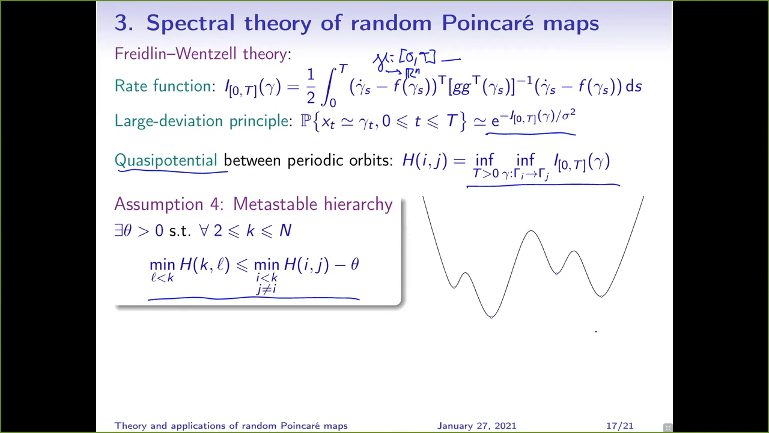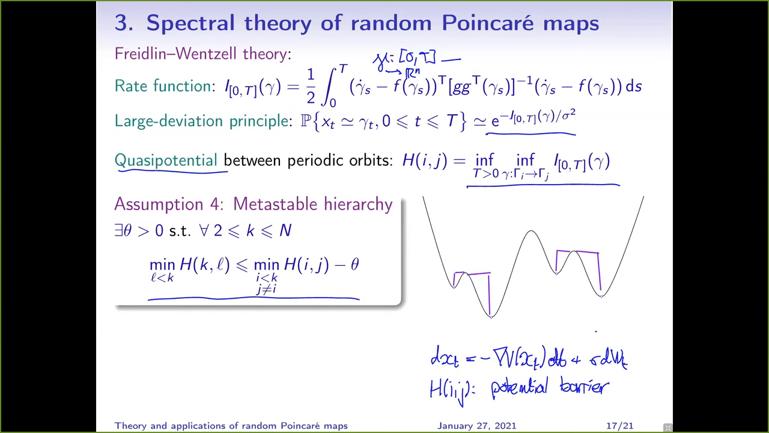I look at a gradient system. So if I look at the gradient equation, dx_t is minus nabla V of x_t dt plus sigma dW_t, then these h_ij are barrier heights. So h_ij will be the potential barrier height between i and j. And the way you find this hierarchy is the following. You look, for each local minimum of the potential, at the easiest way to exit the potential well. So let me draw it like this, like this, like this, and like this.